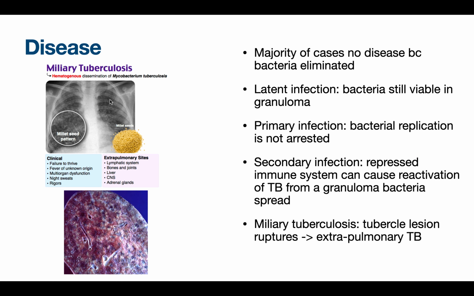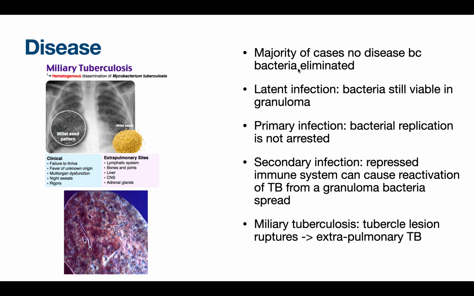Miliary tuberculosis is when the mycobacterium has spread, and it causes something called the millet seed pattern. That's why it's called miliary. So it's going to present as failure to thrive, fever of unknown origin, multi-organ dysfunction, night sweats, and rigors. The extrapulmonary sites are going to involve the lymphatic system, bones and joints, the liver, the CNS, and adrenal glands.